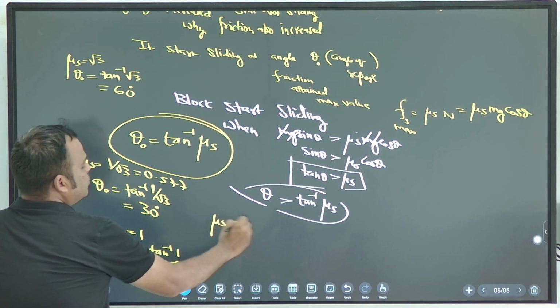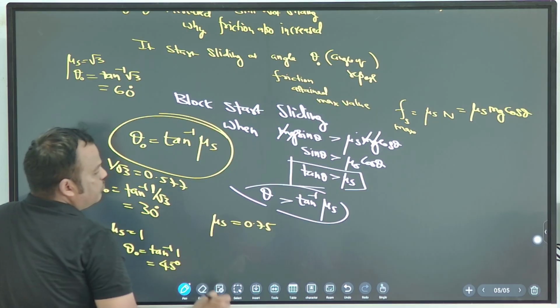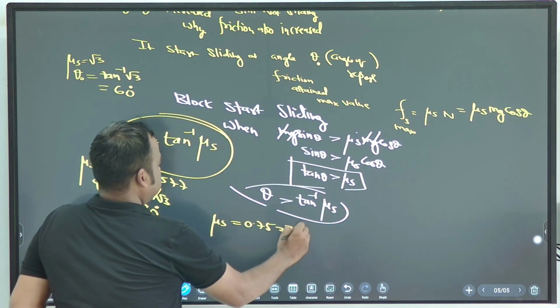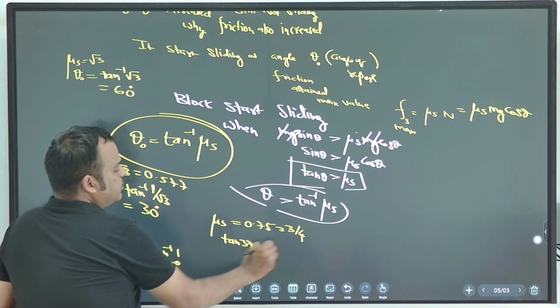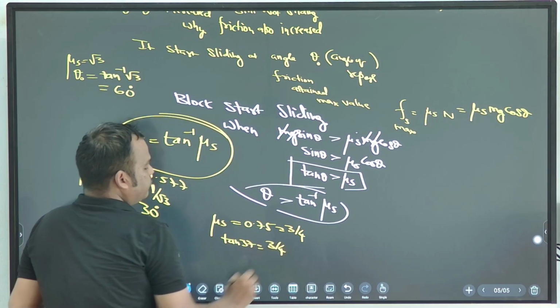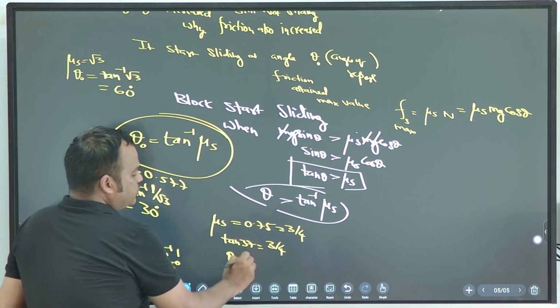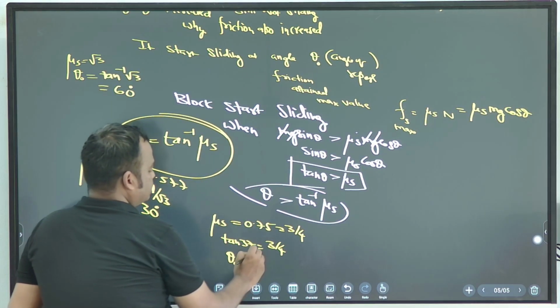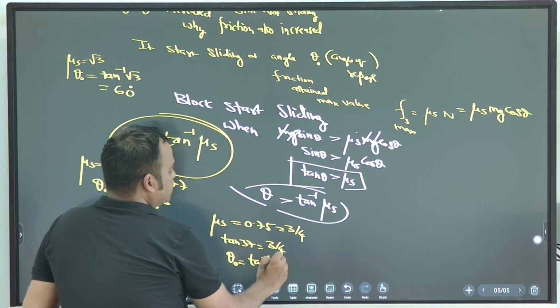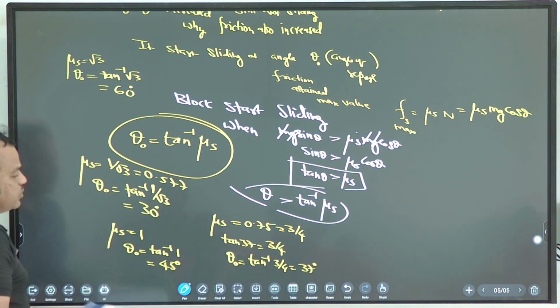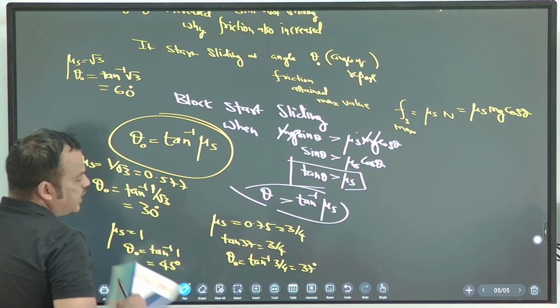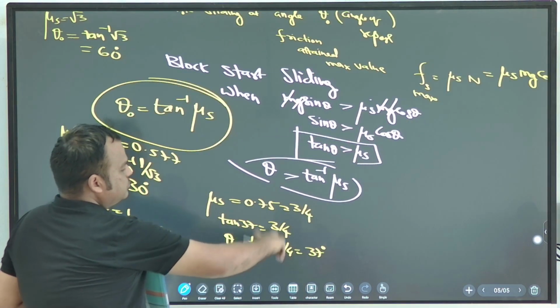Similarly, mu s is equal to 0.75. 0.75 means 3 by 4. So we know that tan 37 is equal to 3 by 4. So what is the angle of repose? Tan inverse 3 by 4, so 37 degrees. Up to 37 degrees, it will not slide. After 37 degrees, it will slide.